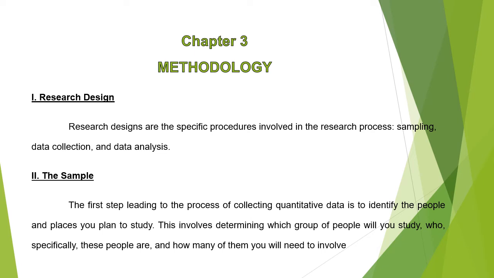Okay, the second one after chapter 3, which is all about the methodology. I mean, under chapter 3, number 2 is the sample. So I already mentioned that one. The first step leading to the process of collecting quantitative data is to identify the people and places you plan to study. Such as I mentioned earlier, if you intend to study the senior high school students, then your sample are the senior high school students. So this involves determining which group of people you study, who specifically these people are, and how many of them you will need to involve in the study. Okay.